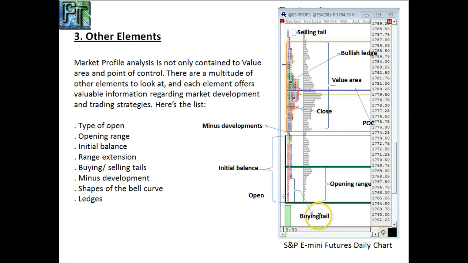There is no way that you will see a buying tail. There is no way that you will see a selling tail. There is no way you will see a ledge. There is no way you will see minus developments. There is no way you will see the exact value areas based on these letters. You're going to see value areas based on volume, which is a completely different story.